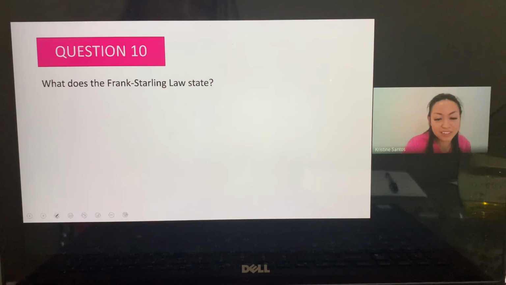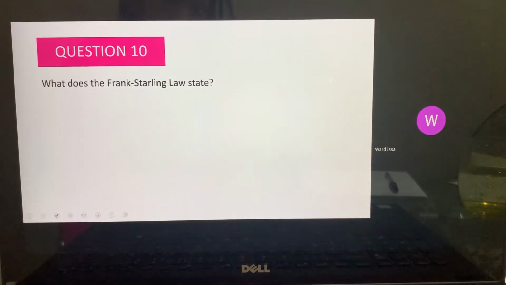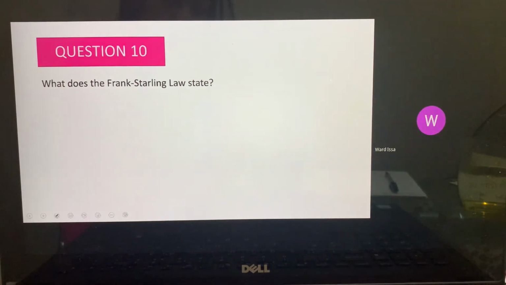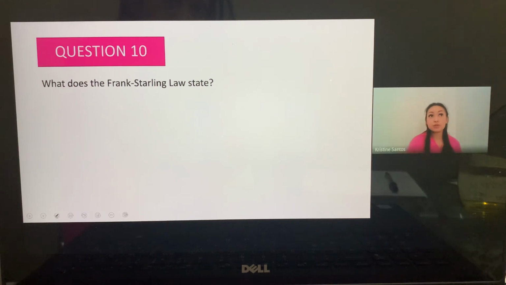What does the Frank-Starling law state? Do you remember? Higher the preload, higher the cardiac output. Yes. So basically, the more stretch the ventricles get during the diastolic period, the more preload, the more stretch, the higher the stroke volume, and therefore the higher the cardiac output.